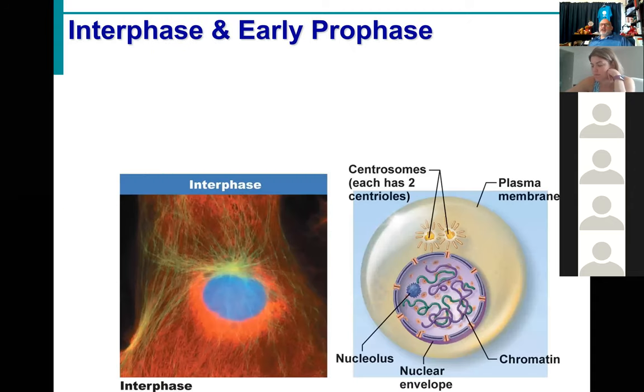So here we see a couple things. We see our pretty picture from your textbook in illustration. Notice we have our loose chromatin in here. The nucleolus is here because we're making some of the proteins. Our nuclear envelope is intact. But we've had that trigger event occur. That trigger event is that we have two centrosomes. We see the two sets of centrioles have formed. They're starting to form their asters around them. And that is our trigger to start mitosis.